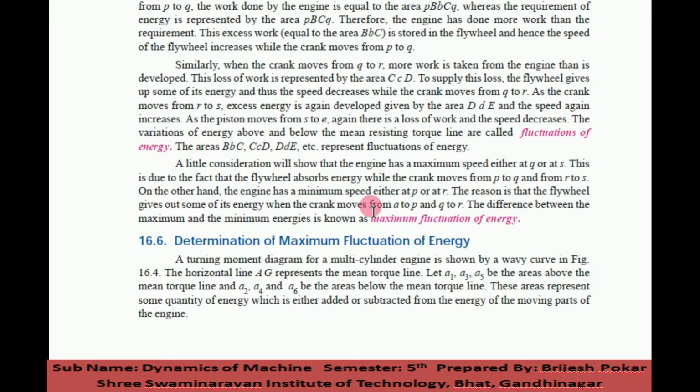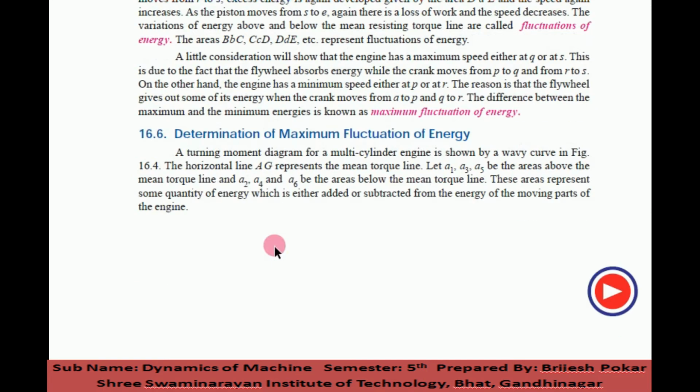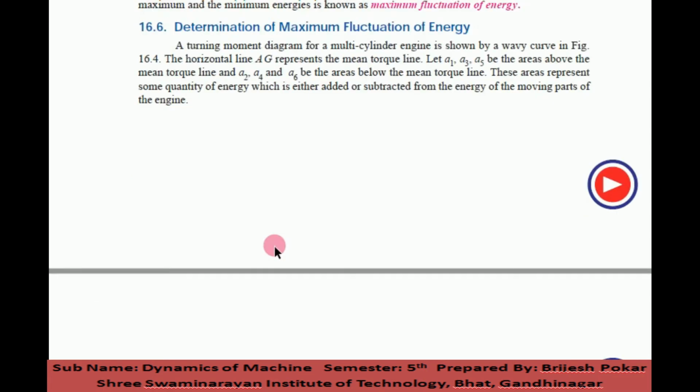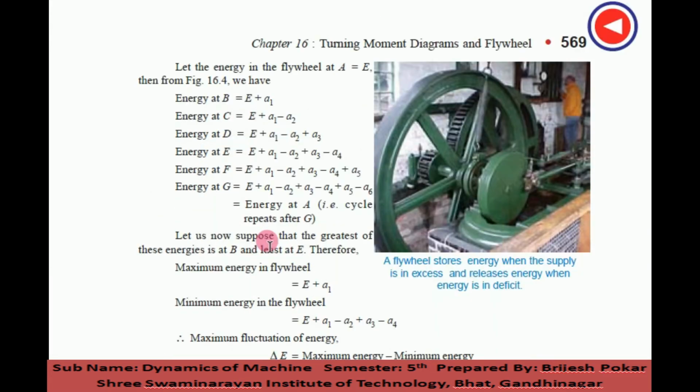Last time we just introduced the maximum fluctuation of energy. So what is it? The difference between the maximum and minimum energy is known as the maximum fluctuation of energy. Now, how can we determine the maximum energy and minimum energy? Here the turning moment diagram is given to you.